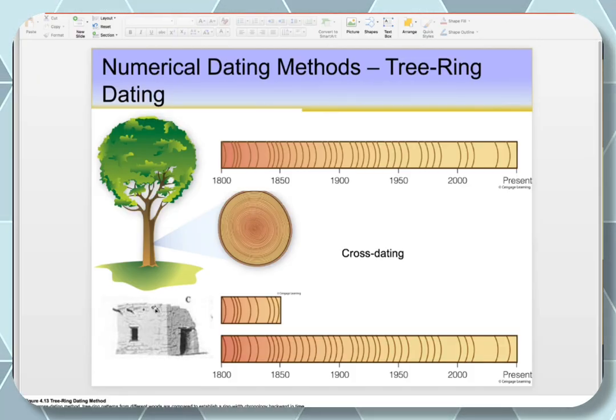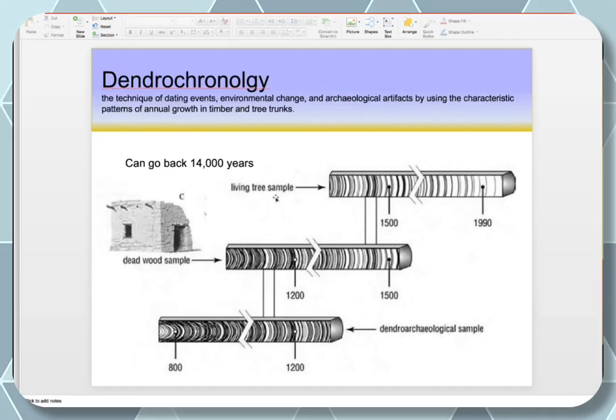So maybe they chopped a tree down, and if we look at the tree rings in the timber, we see that they match in this region from about 1800 to 1850. So we can get a numerical age using this cross dating or tree ring dating. Another word we have for tree ring dating is dendrochronology, and it's the same idea here.